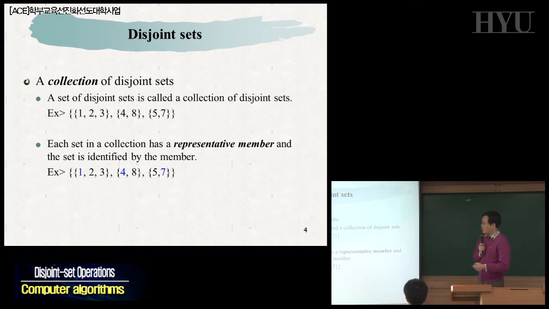And each set in a collection has a representative member, and the set is identified by the member. For example, 1 is the representative member of this set, and 4 is the representative member of this set, and 7 is the representative member of the last set. Each set has only one representative member.